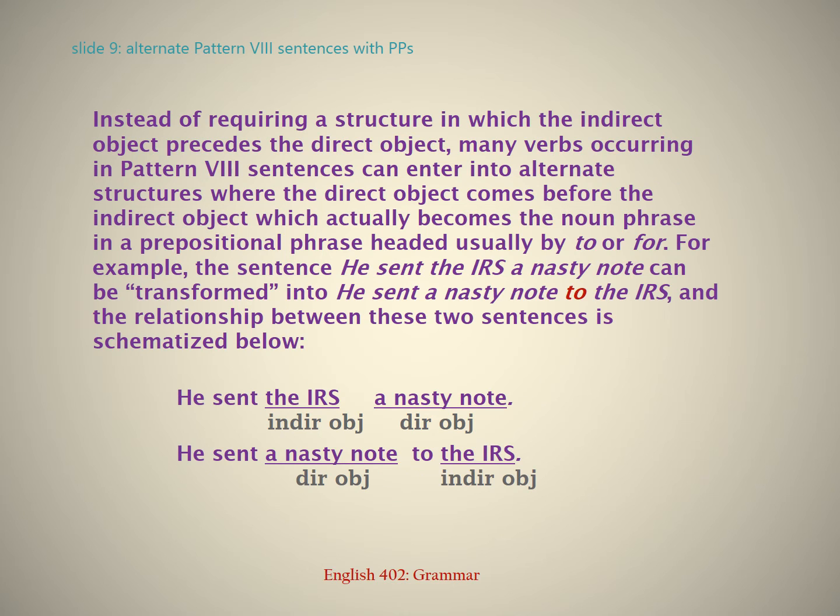Instead of requiring a structure in which the indirect object precedes the direct object, many verbs occurring in pattern 8 sentences can enter into alternate structures where the direct object comes before the indirect object, which actually becomes the noun phrase in a prepositional phrase headed usually by to or for. For example, the sentence, he sent the IRS a nasty note, can be transformed into, he sent a nasty note to the IRS, and the relationship between these two sentences is schematized below.